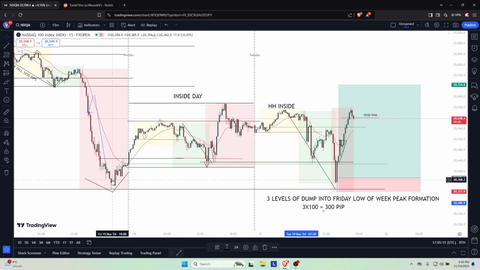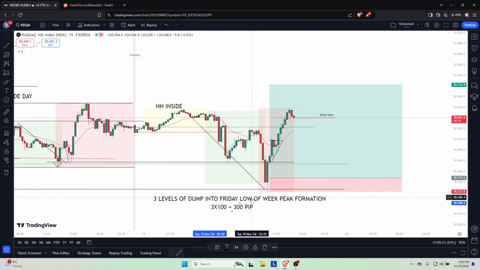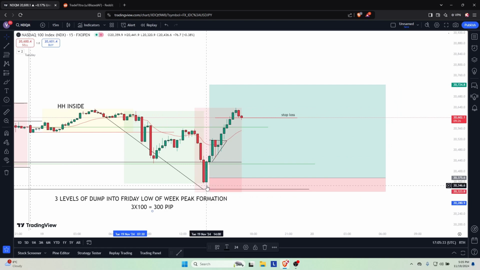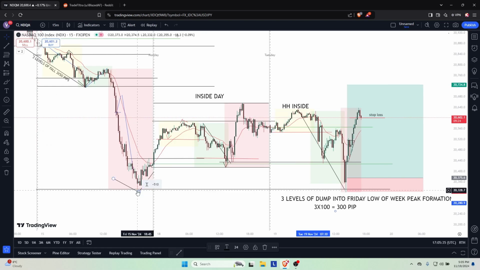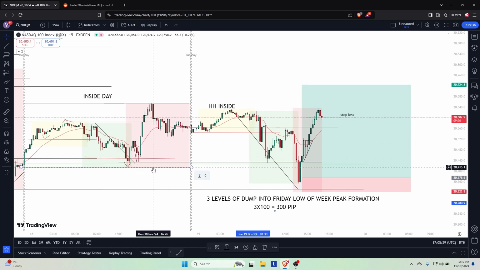And the fact that it comes back to our peak formation low from Friday, which is the low of the week, helps me confirm this, because if you look when I go onto this, you can see that that is 3000, which is actually 300 pips. So we've had our 3 levels of fall into the previous week's low. So this is what I'm looking for.